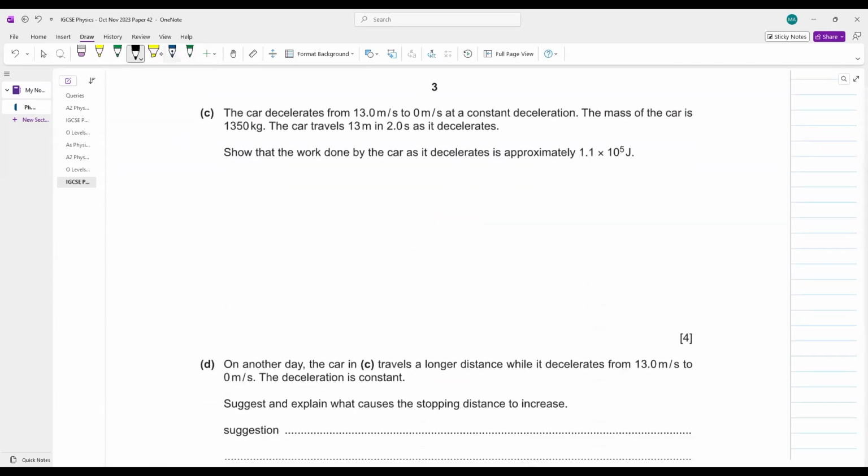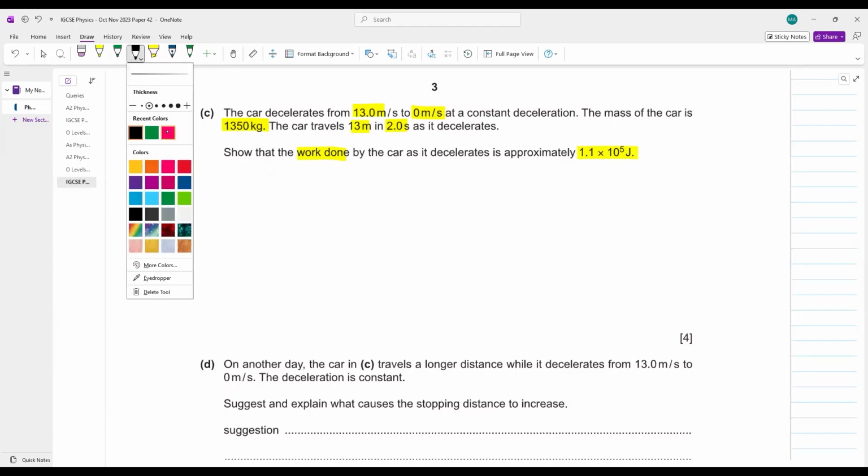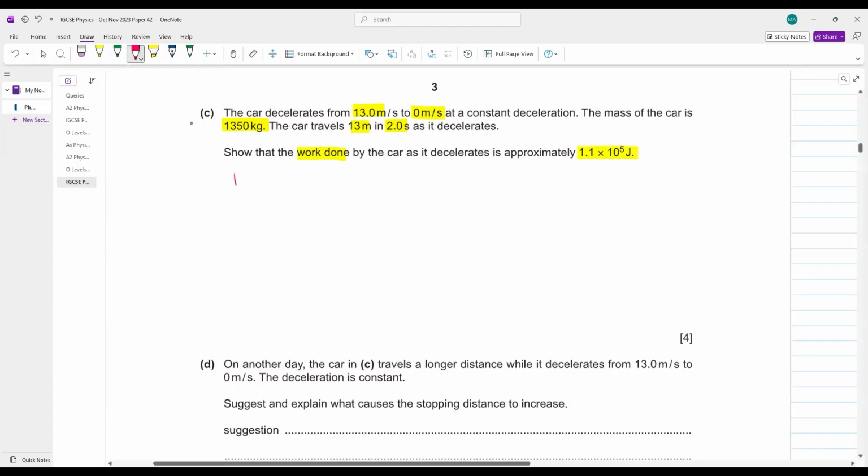The car decelerates from time t is equal to 13 to 0 meters per second at constant deceleration. The mass of the car is this. The car travels 13 meters in 2 seconds as it decelerates. Show that the work done by the car as it decelerates is approximately this. So you have to somehow calculate the work done. How are you going to do that? How will you calculate the work done? Work done is equal to force into distance.